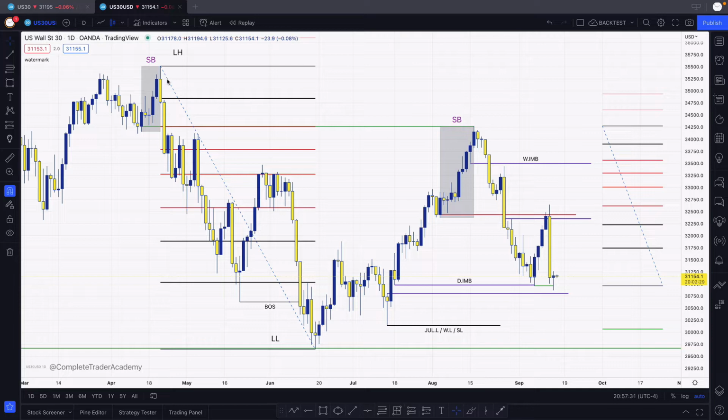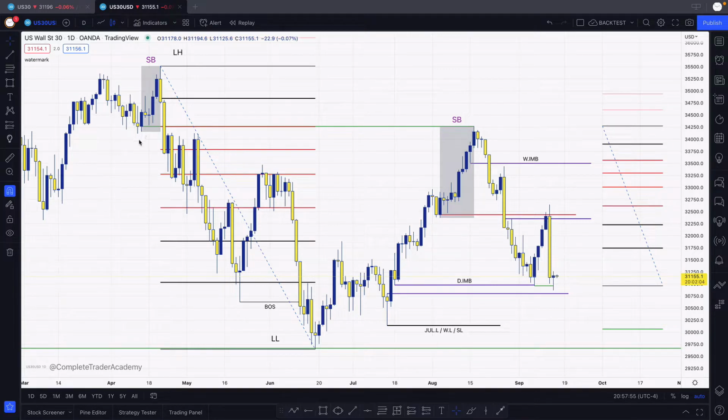From up here, we had this lower high. It left a supply block behind, took down this fib all the way down to a lower low, and then from here we are expecting some type of retracement. It came all the way back, hit it to the perfect T.